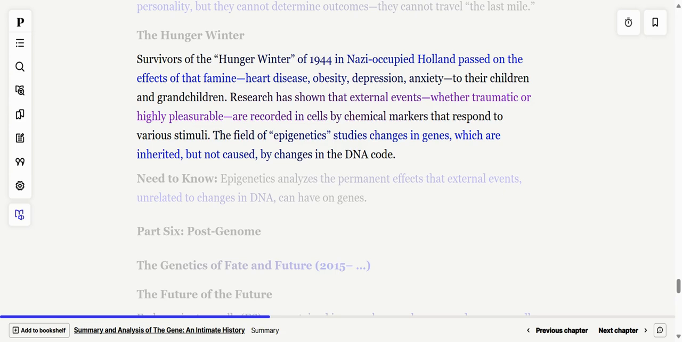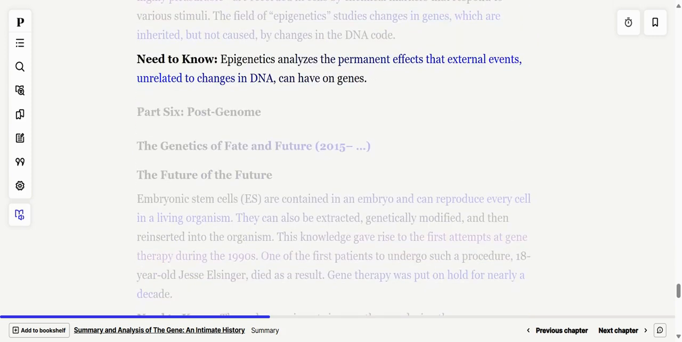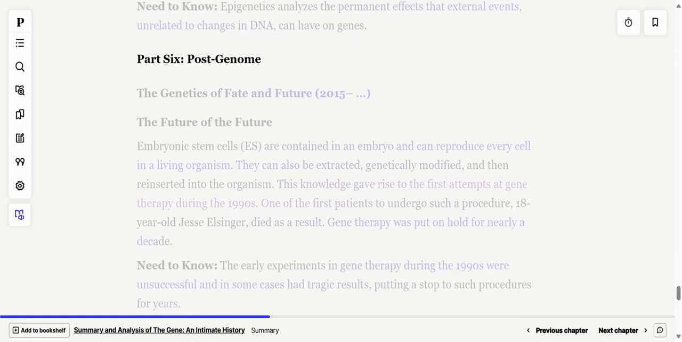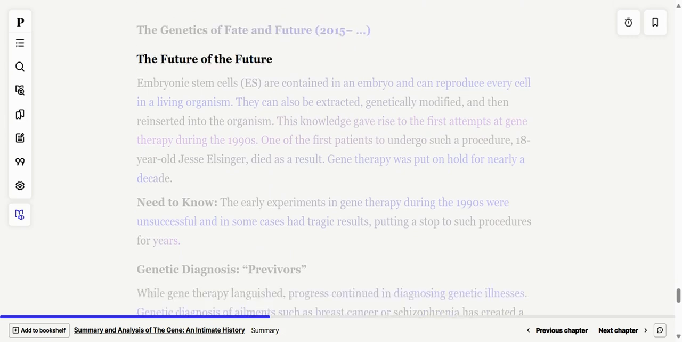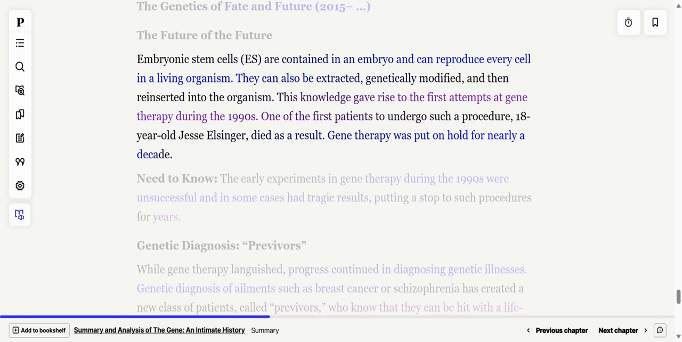The Genetics of Fate and Future, 2015. The future of the future. Embryonic stem cells are contained in an embryo and can reproduce every cell in a living organism. They can also be extracted, genetically modified, and then reinserted into the organism. This knowledge gave rise to the first attempts at gene therapy during the 1990s. One of the first patients to undergo such a procedure, 18-year-old Jesse Gelsinger, died as a result. Gene therapy was put on hold for nearly a decade. Need to know: the early experiments in gene therapy during the 1990s were unsuccessful and in some cases had tragic results, putting a stop to such procedures for years.